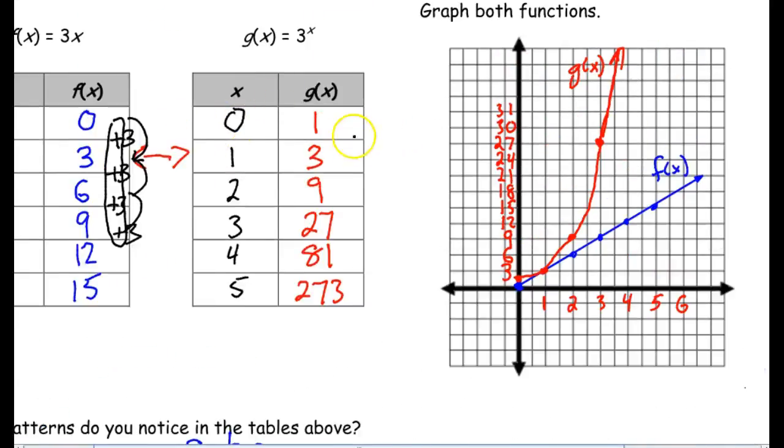So on g of x here, you actually multiply by 3 instead of adding 3, and that's what by definition makes this exponential. Multiply by 3 from one step to the next. So very similar, except that one multiplies, which is exponential, one adds, and that's linear.